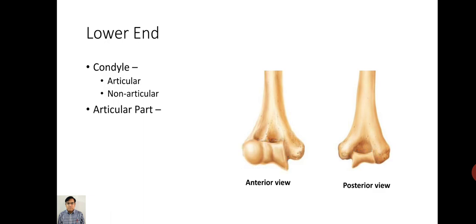In articular part there are two important structures, that is capitulum and trochlea. The lateral spherical, ball-like structure is capitulum, which articulates with head of radius, and medial pulley-shaped structure is trochlea, which articulates with trochlear notch of ulna.